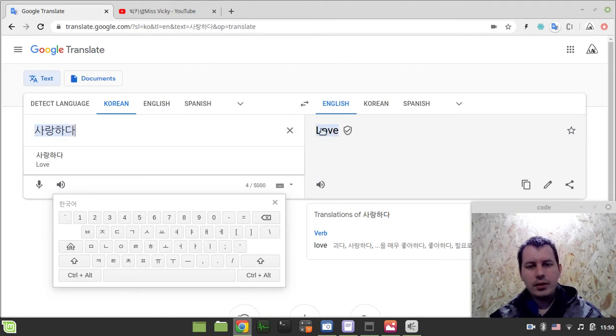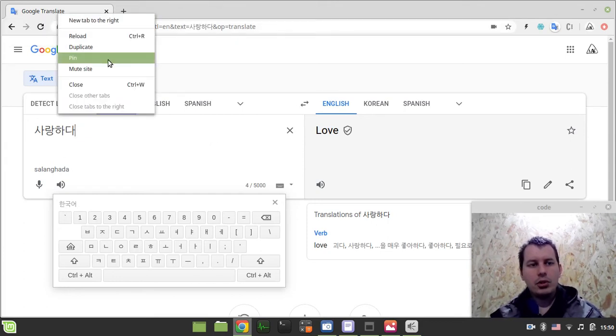Okay, and we got this love. Well, actually, it's kind of to love. This would be a bit more precise way. So this is the first word that we would be using. So let me just duplicate this.